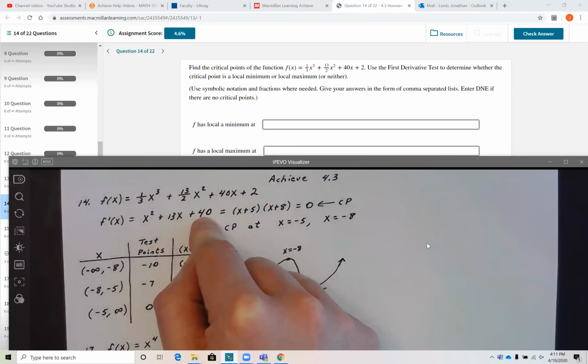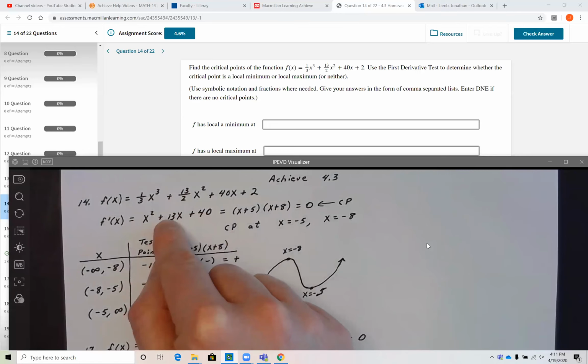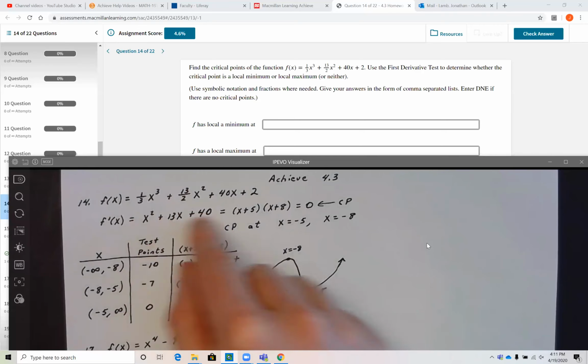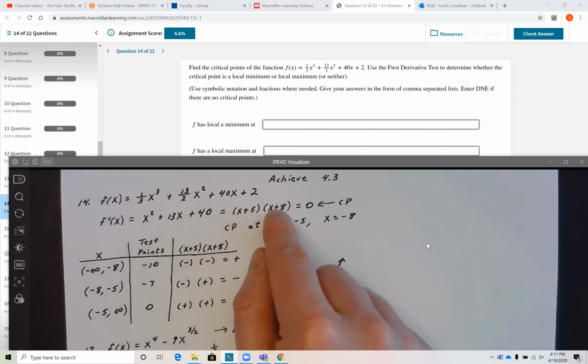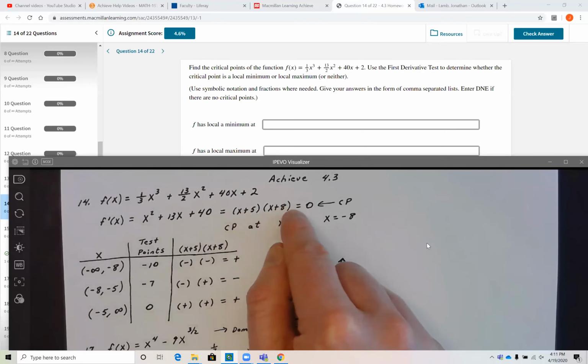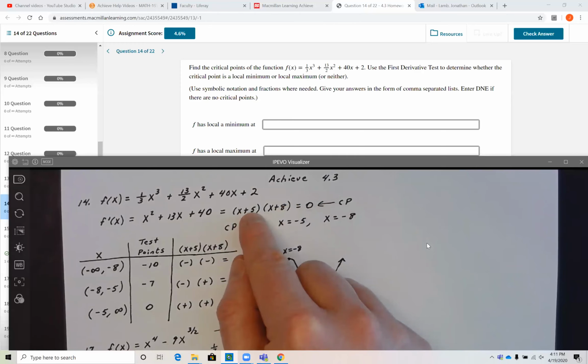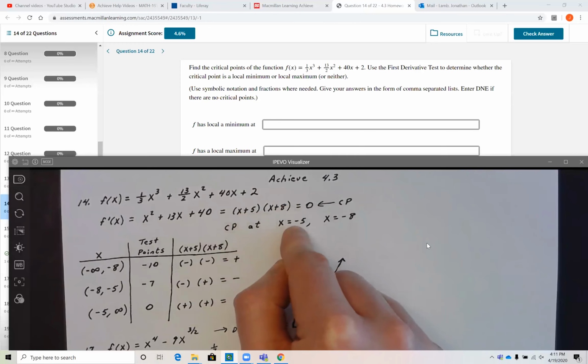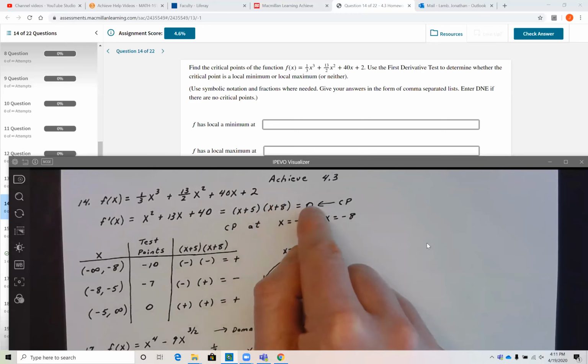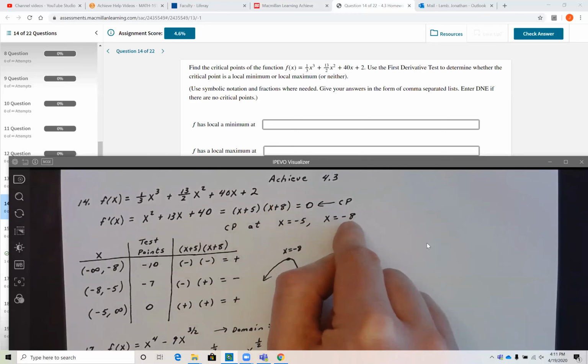At that point, I knew I needed to set that first derivative equal to 0, so it's better to factor it. So I said I needed to find factors of 40 that sum to get to 13. I said, well, 5 times 8 is 40, 5 plus 8 is 13. Factored it to be x plus 5, x plus 8. We set that equal to 0 to find the critical points. And we know if x plus 5 is 0, we'll get a critical point at -5. X plus 8 is 0, we'll get a critical point at -8.